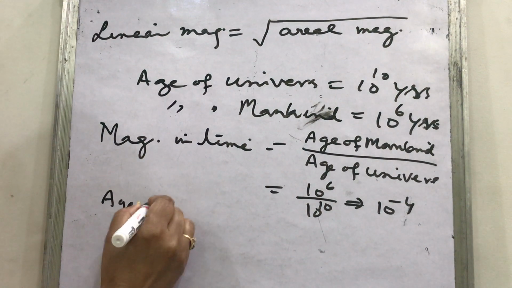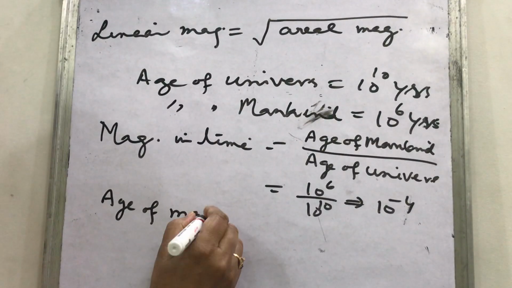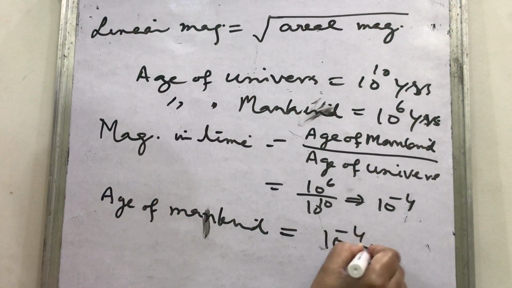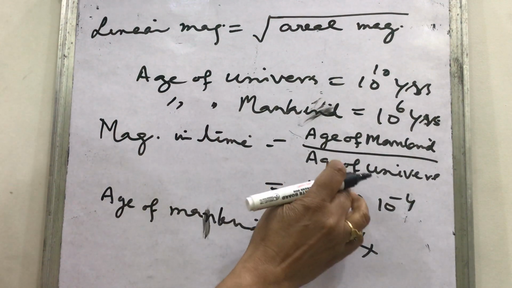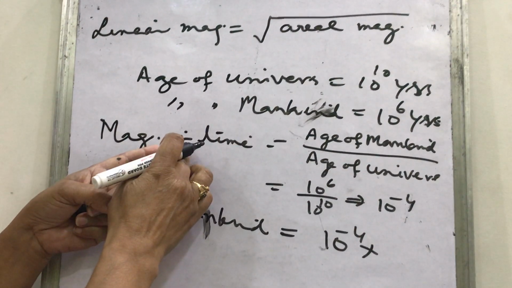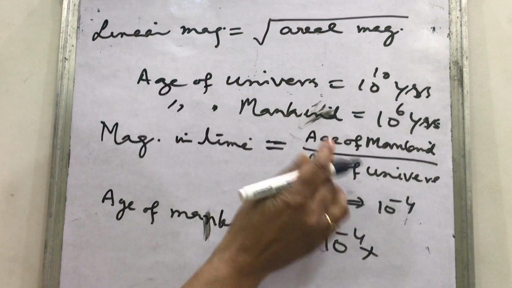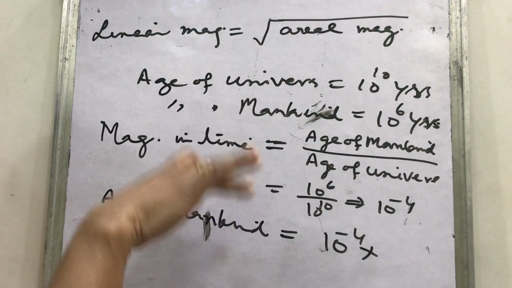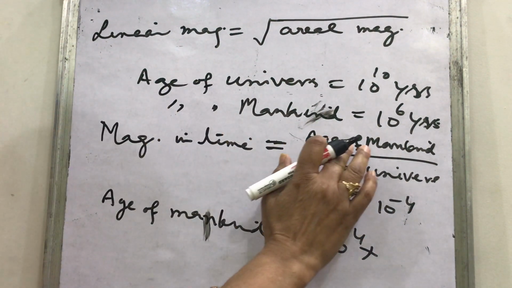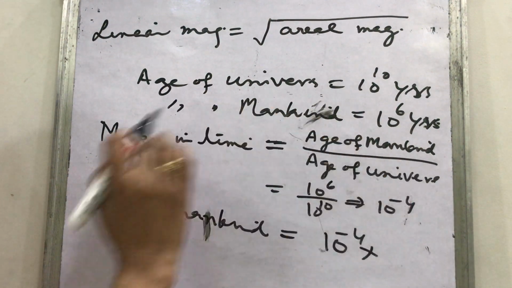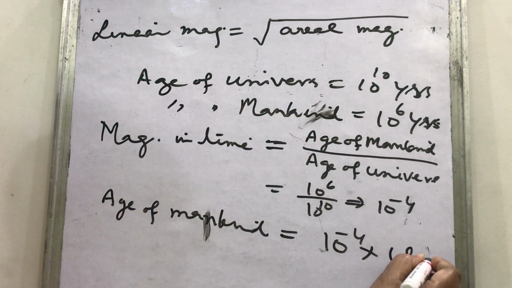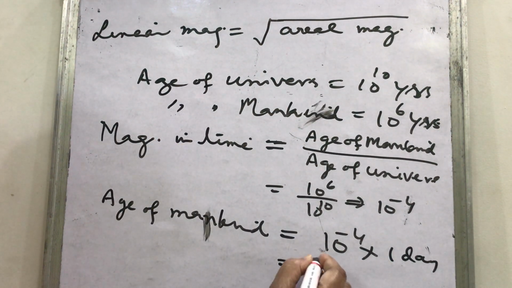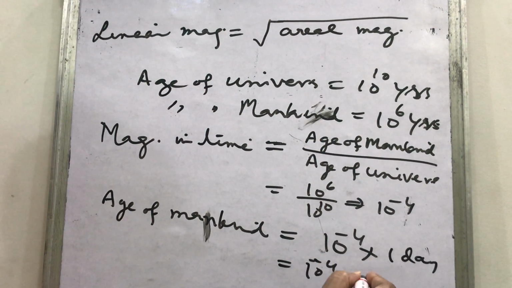Again, this formula is applied, so the age of mankind will be 10 to the power minus 4 into the age of the universe. Look, age of universe into magnification in time will be the age of mankind. So apply it in the second case: you have to find the age of mankind, and the age of universe is given as 1 day, so you write here 1 day into the magnification 10 to the power minus 4. And you know, this 1 day is how many seconds?